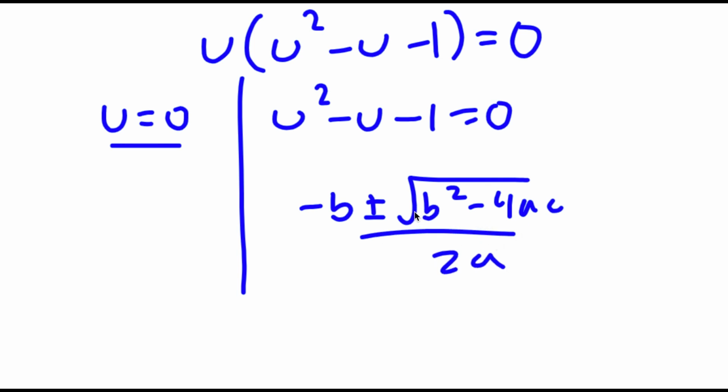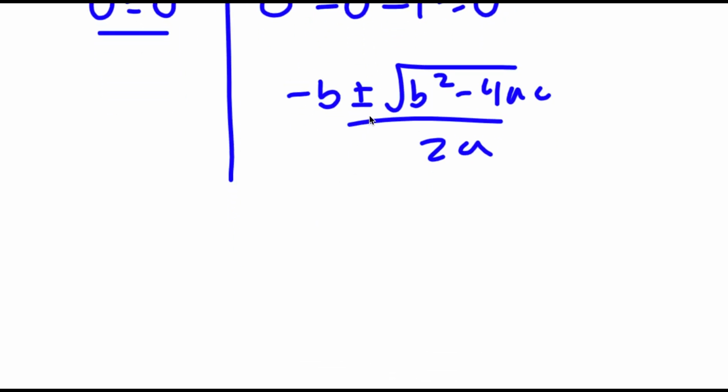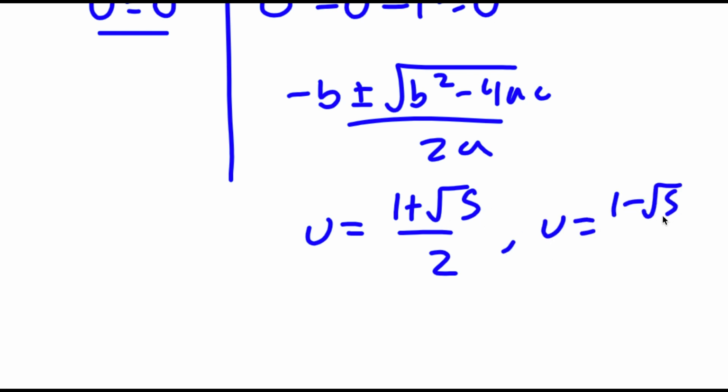So I'm not going to waste your time actually plugging in everything into the quadratic formula, but you should end up getting u equals 1 plus the square root of 5 over 2. And u is equal to 1 minus the square root of 5 over 2.